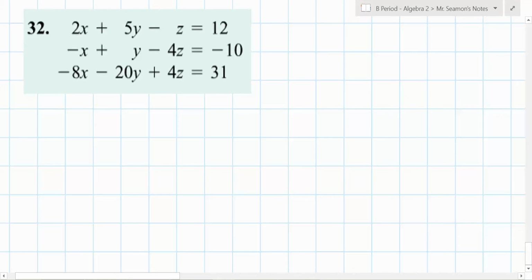Here we go. So how many equations? 3. How many variables? 3. Only method we're ever going to use on these is elimination. Well, actually, no. We could use elimination or substitution, or some combination of them.